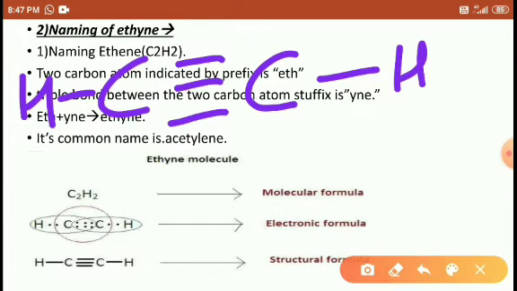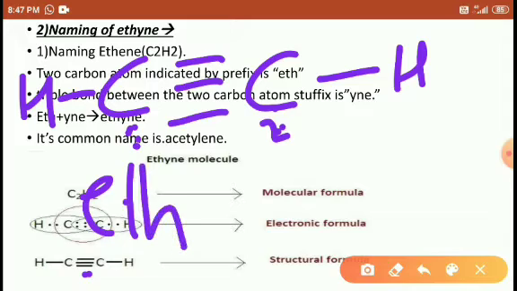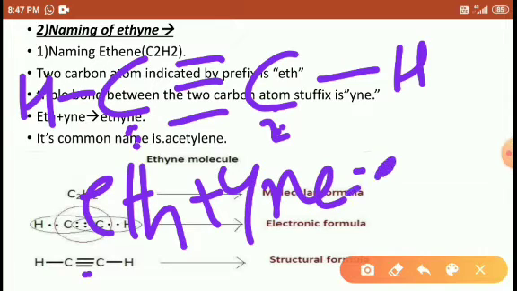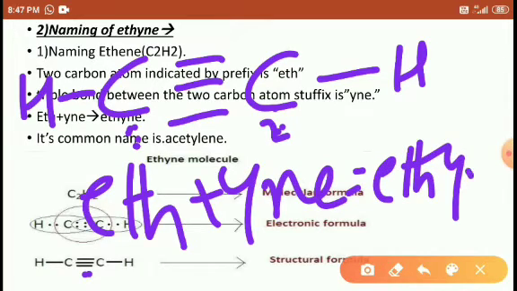Right, students? Between the first and second carbon a triple bond is present. Two carbons are present, so again we are using the word eth, and a triple bond is present, so we are using the suffix yne. So eth plus yne, that is ethyne. Right, students?